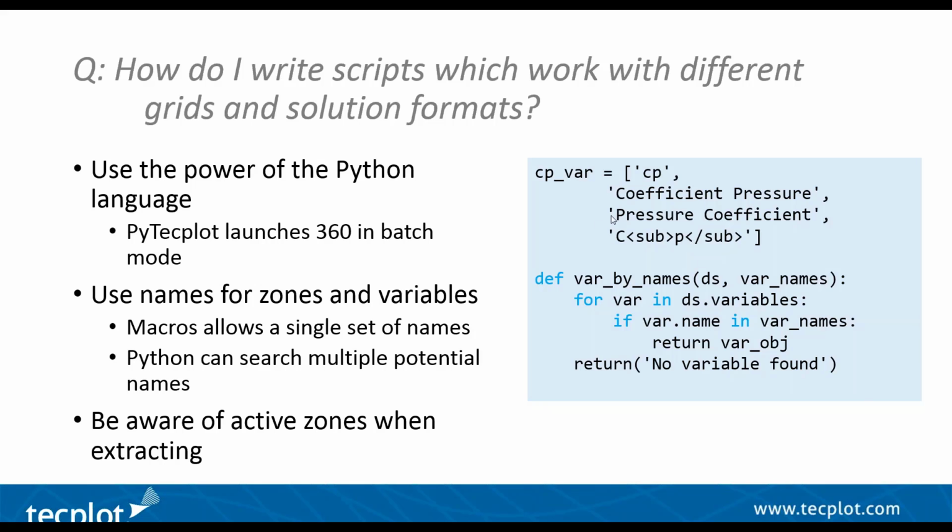So different solvers have different variable names outputted. Some might have CP, some might be coefficient of pressure, some might be pressure coefficient, or some variety thereof. And so in this case, we're using a list of strings to find the best match in the data set, and then returning a variable object which can be handled throughout the rest of the data set natively using PyTecplot.